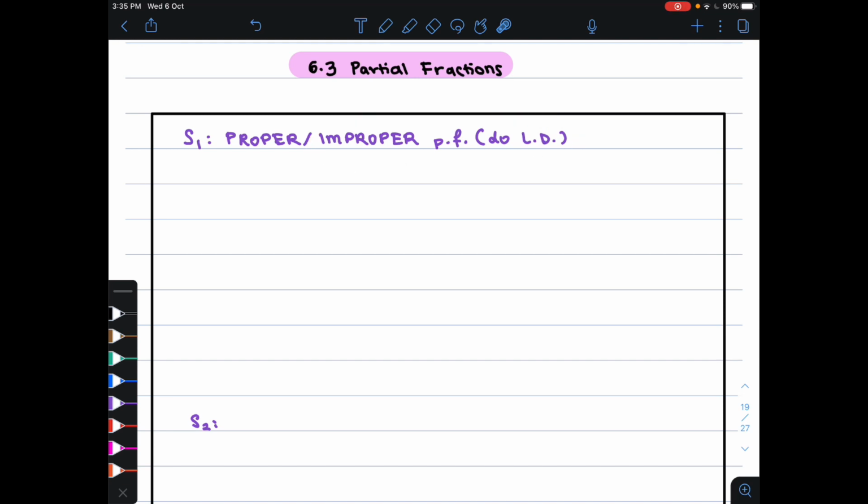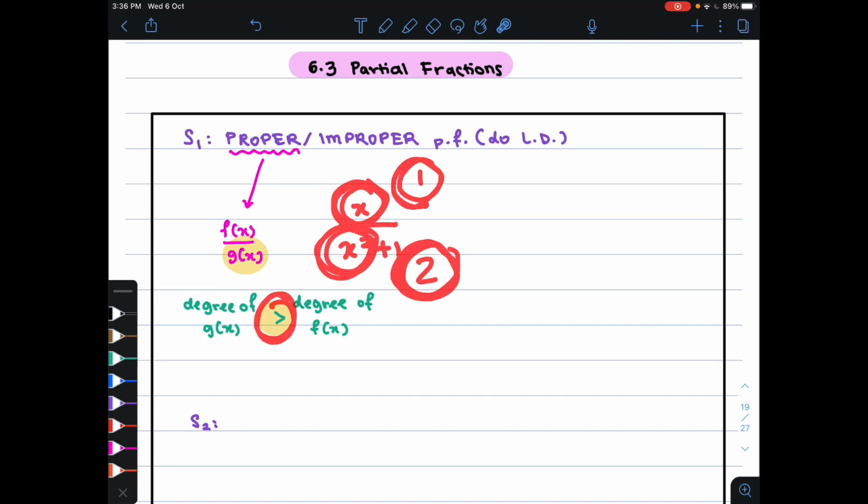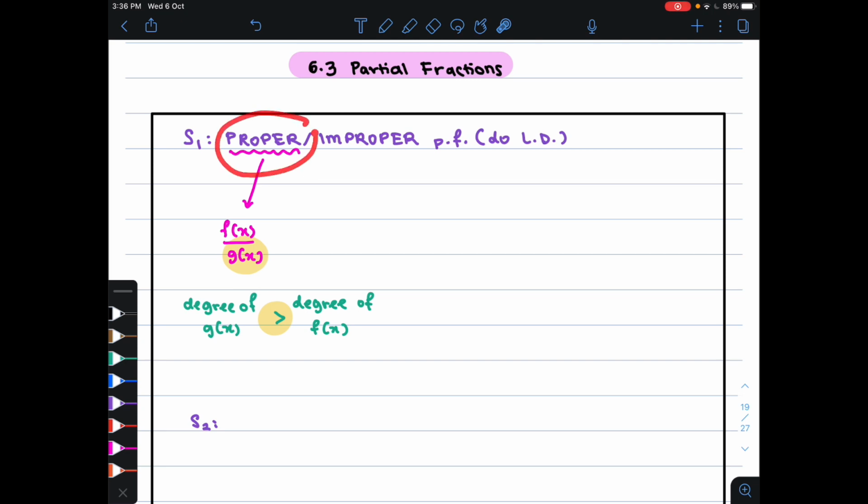So what's the meaning of proper and improper? Say that you have f(x) and g(x). Look at g(x). If the degree of g(x) is bigger than the degree of f(x), then it is a proper fraction. Degree means the highest power of x. Say that you have x over x squared plus 1. Here the highest power is 1, and here the highest power is 2. So the highest power in g(x) is bigger than the highest power in f(x). Therefore, this is a proper partial fraction.